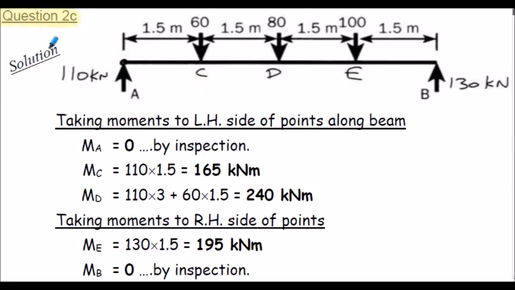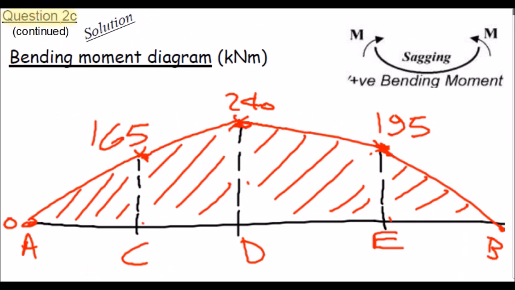Question 2C, here's the solution. Again, I'll let you review this at your own pace. And question 2C, solution continued. Here's our bending moment diagram. Again, quite crudely sketched. We have these linear lines between each of the bending moments that's been calculated along the length of the beam.